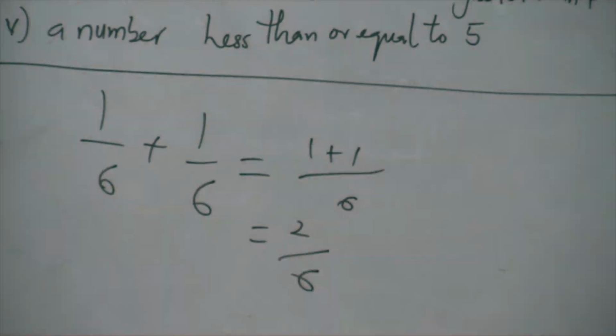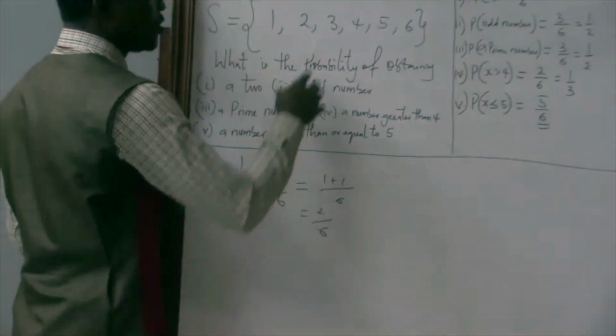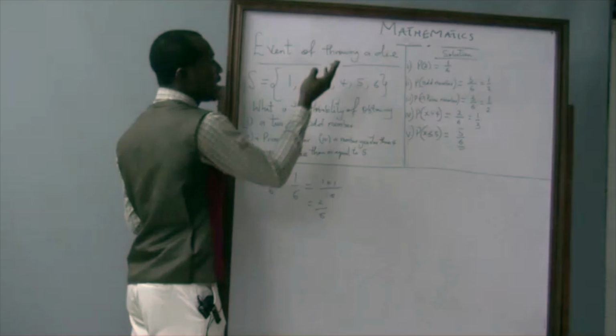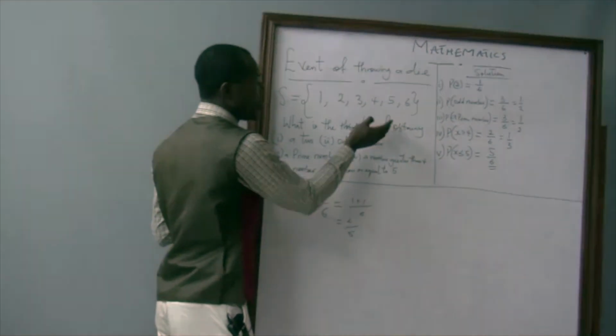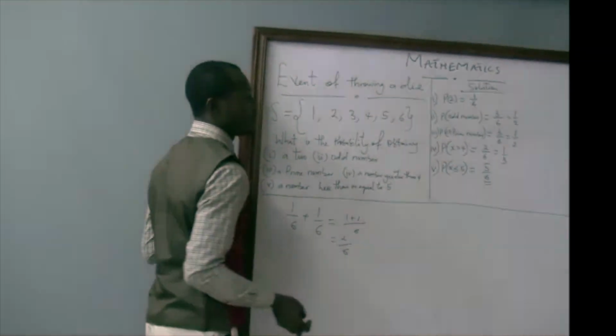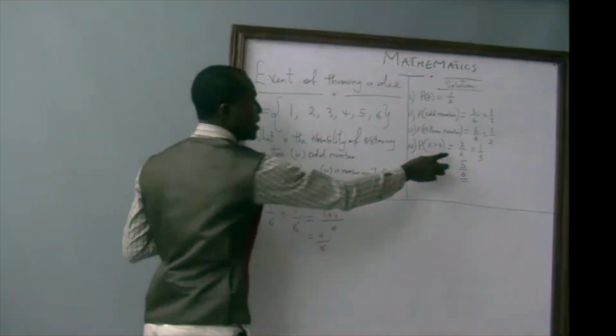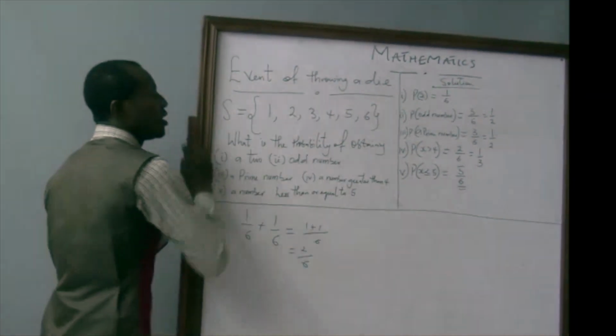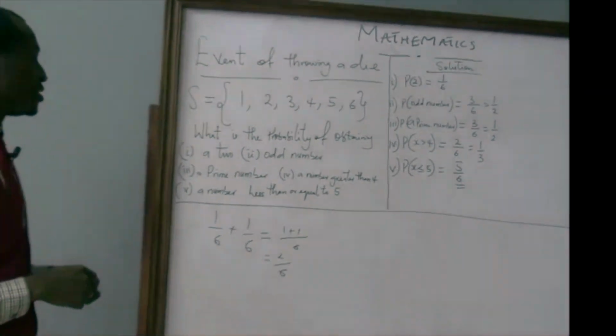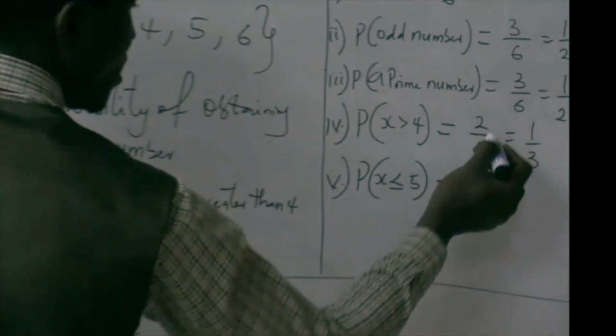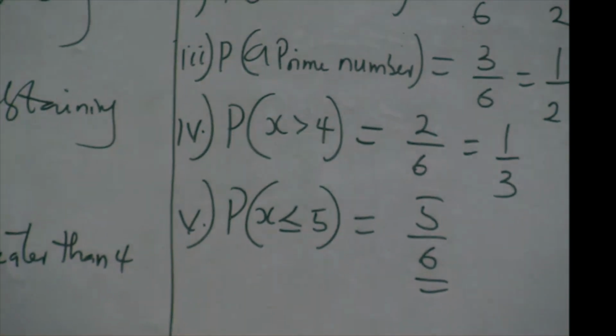Instead of doing all this, what you just have to do is count how many are greater than 4. 5 and 6 are greater than 4. So that's 2 divided by 6, the total possible outcomes. Reducing that to the lowest terms, 2 in 6 is 3, that's 1 over 3.